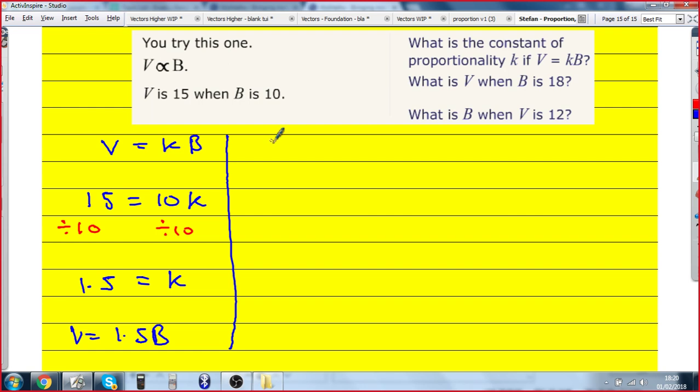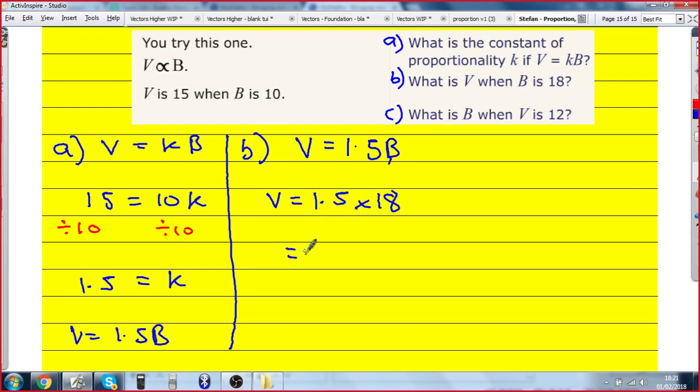Okay, what is V when B is 18? Eighteen divided by 1.5. That would be to find B. We're trying to find V. I don't know. You don't divide them, you multiply. Oh. B is 18. So it's 27. Yes. Okay, and then part C.